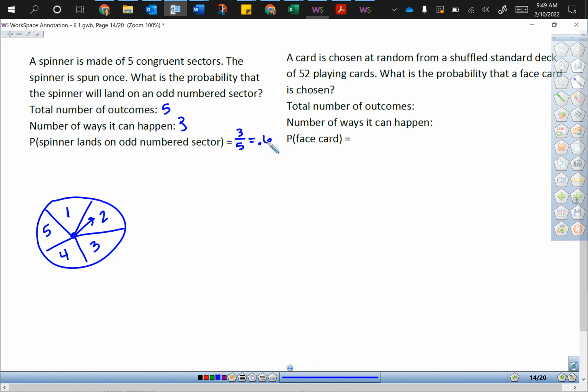So what do we think? Is it impossible? What is it? It's likely. Very good. It is likely.